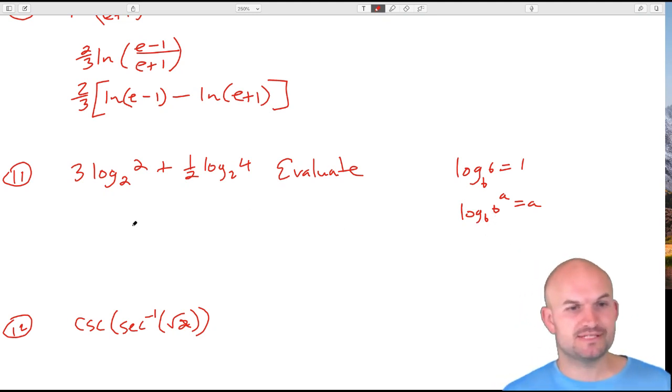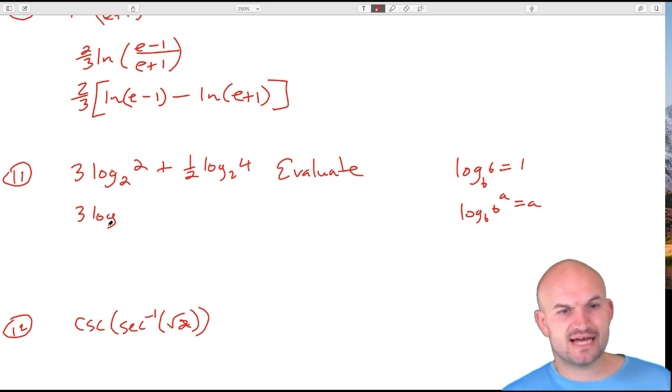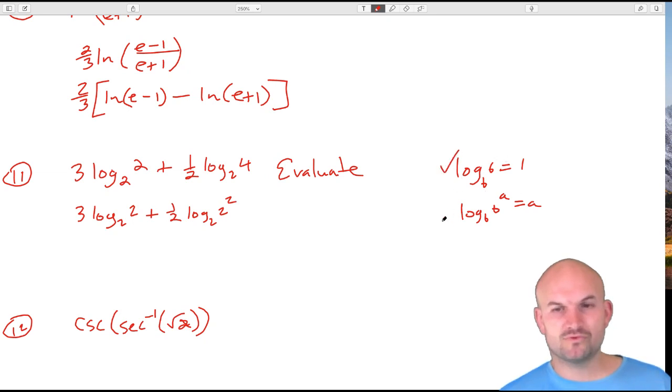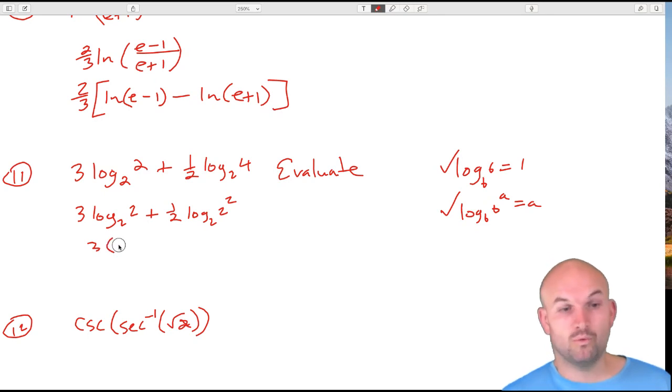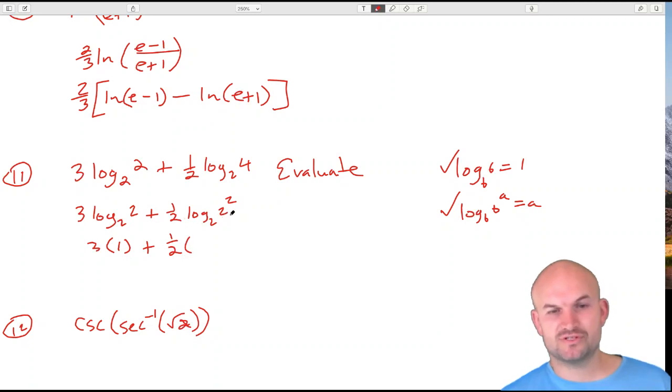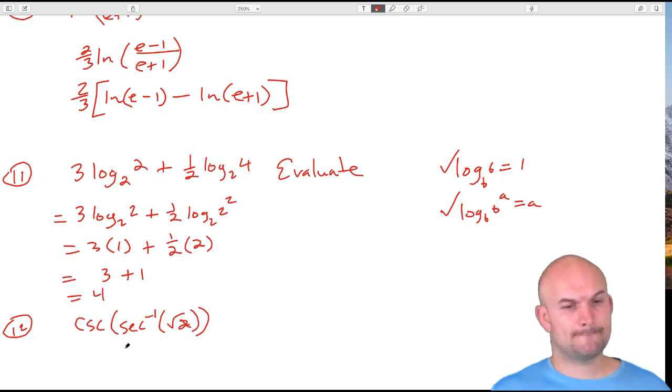But this is important because in this case, I have the base the same as the argument, plus 1/2 times log to the base. And then you really could write 4 as 2 squared. So we can use both of these rules of logarithms here. So this is 3 times log base 2 of 2, which is just going to be 1, plus 1/2 times log base 2 of, well, again, that goes to just your power, which is 2. So 3 times 1 is going to be 3 plus 1, which is equal to 4. And there you go.